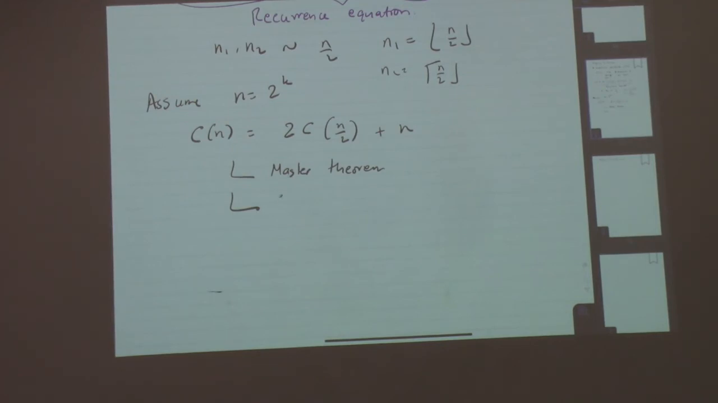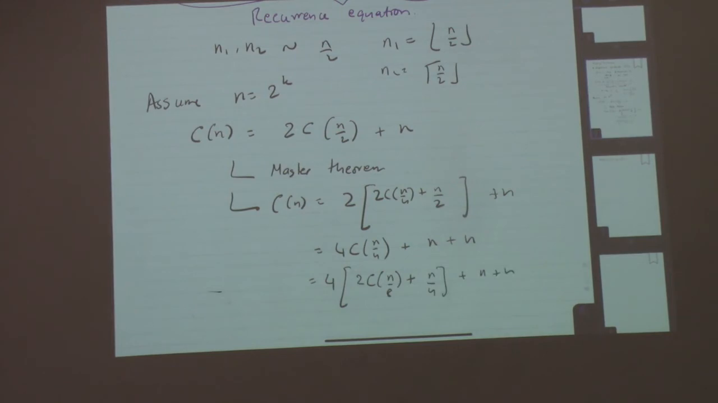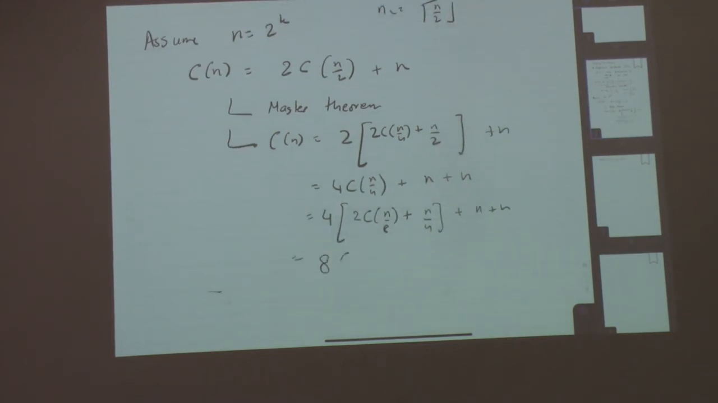So you can write this as, so C of N is equal to 2 times, and now watch what I'm doing here, it's interesting, 2C of N over 4 plus N over 2. Do you see why this is true? I just took the value for C of N over 2 and plugged that back into the equation, right? Which is equal to 4C of N over 4 plus N, right? You can do this again, which will become 4 times, let's see, 2C of N over 8 plus N over 4, plus N, which is equal to 8C of N over 8 plus N plus N.